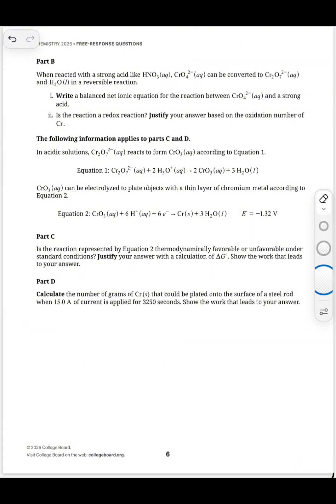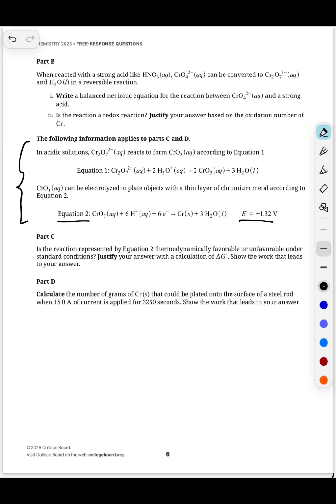Part C is then saying, based on all of this information given above, this whole new scenario, is the reaction represented by equation 2 thermodynamically favorable or unfavorable under standard conditions? So they give us the equation, and then they give us the respective cell potential of this reaction. Based on the cell potential, we can see that it's negative, so this is going to be unfavorable. However, they want us to justify our answer with a calculation for delta G.